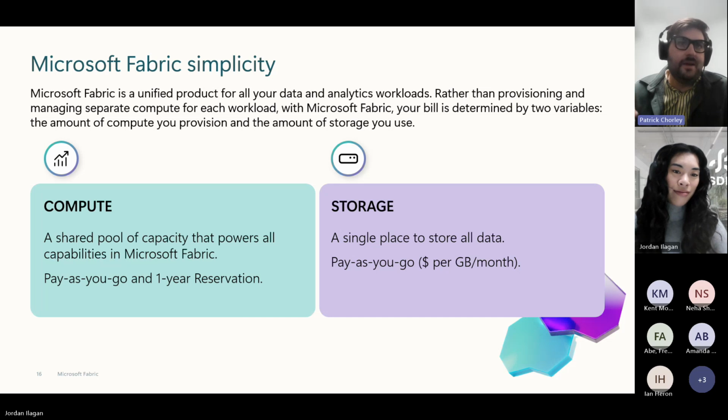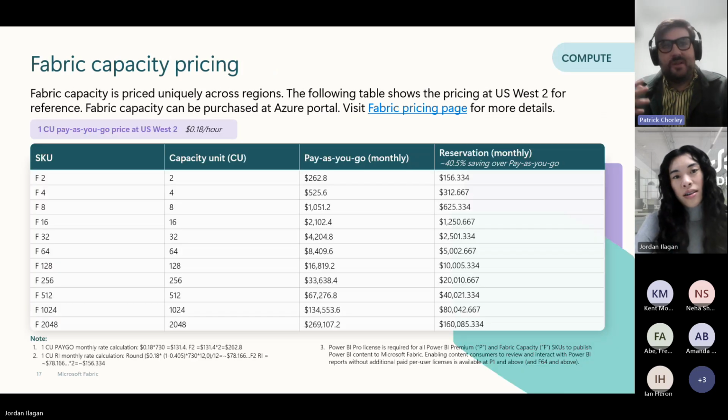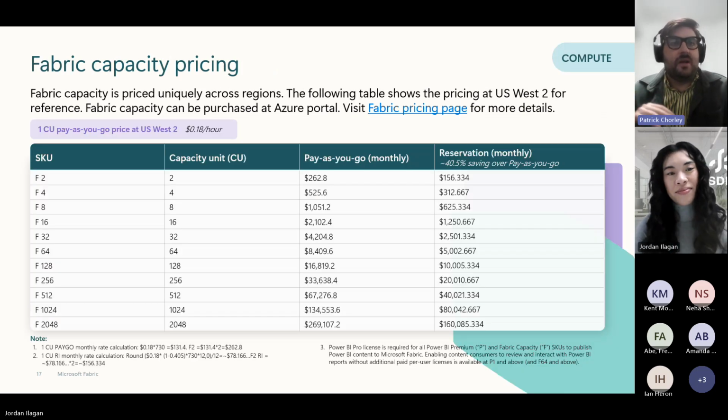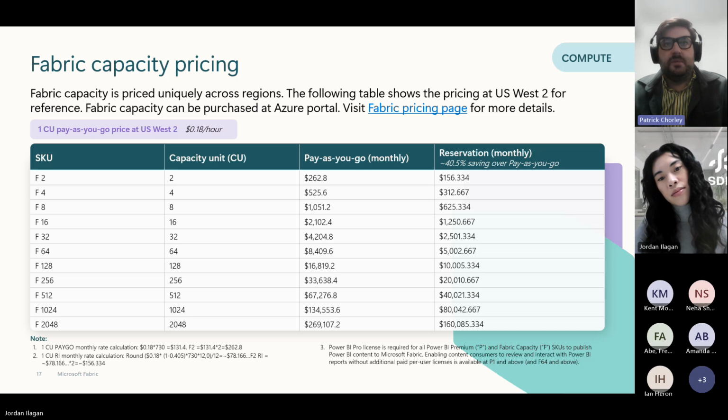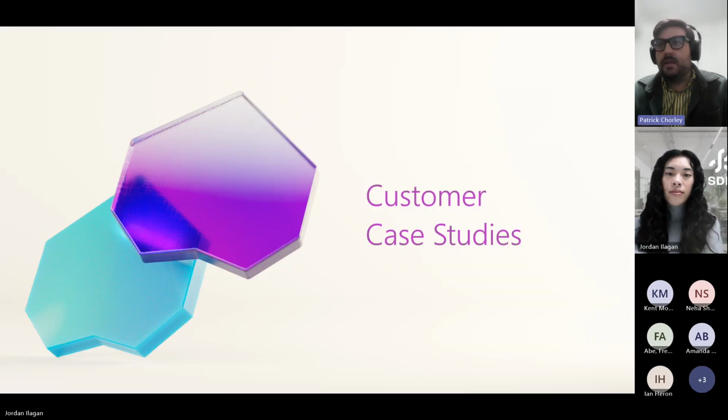There's the pricing. Also available online. So capacity units, your SKU number, your pay as you go, and your reservation. So this is for compute. Next slide, please.